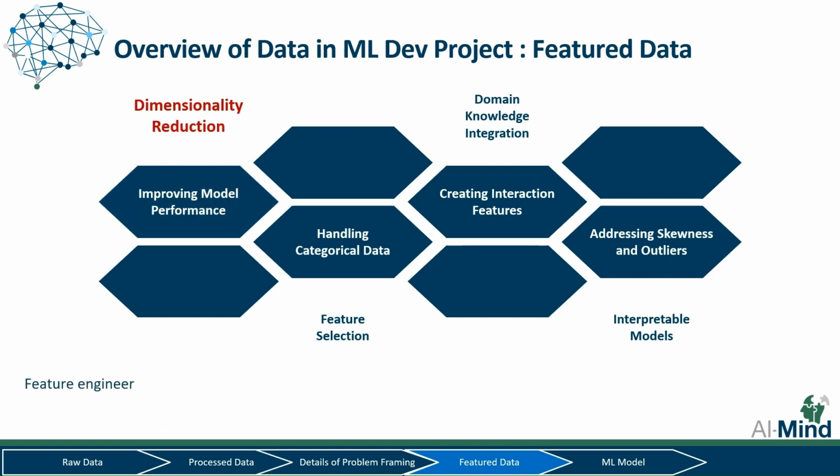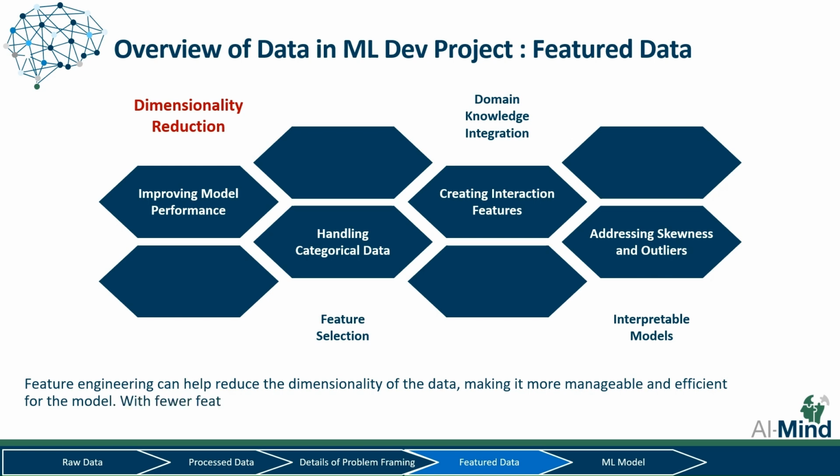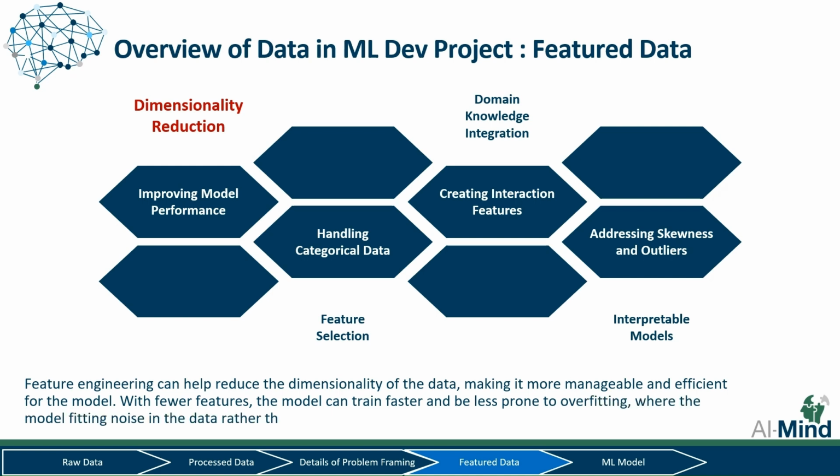Feature engineering can help reduce the dimensionality of the data, making it more manageable and efficient for the model. With fewer features, the model can train faster and be less prone to overfitting, where the model fits noise in the data rather than the underlying patterns.